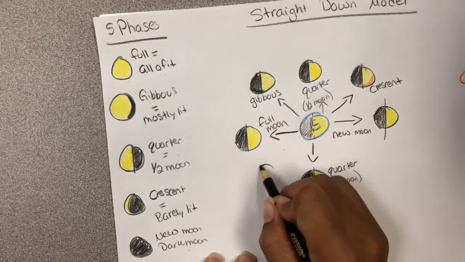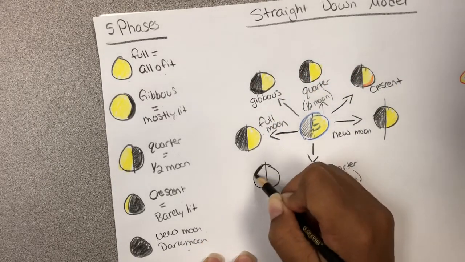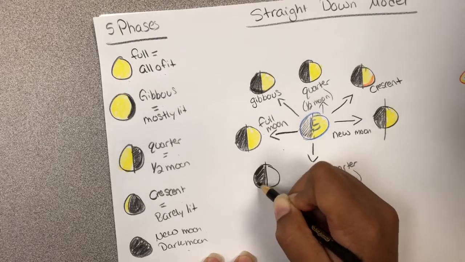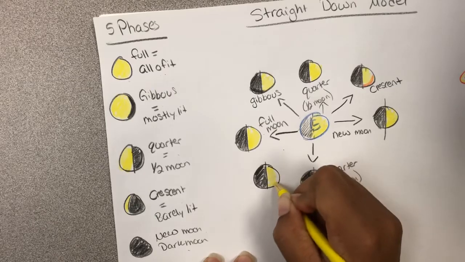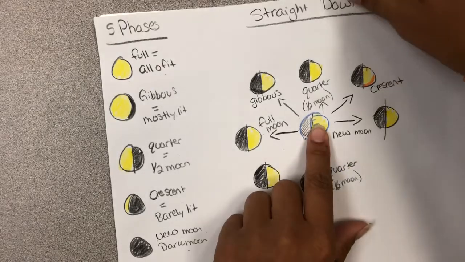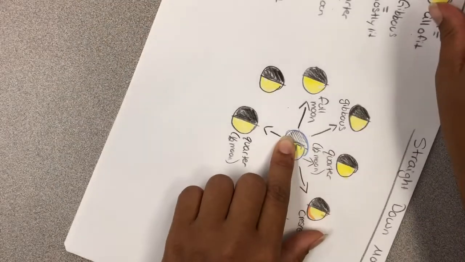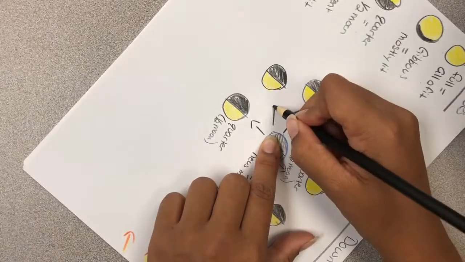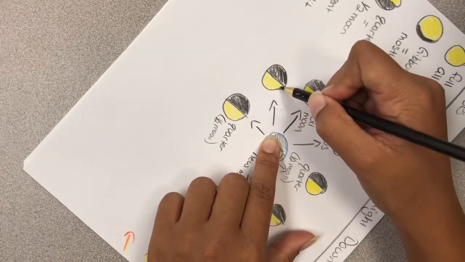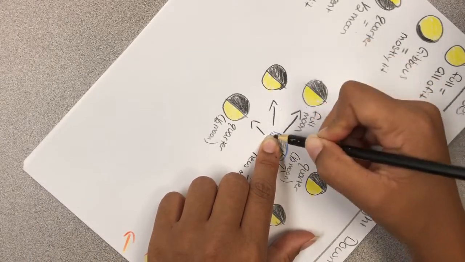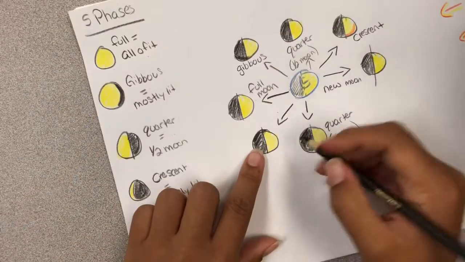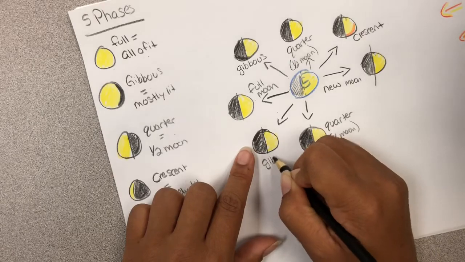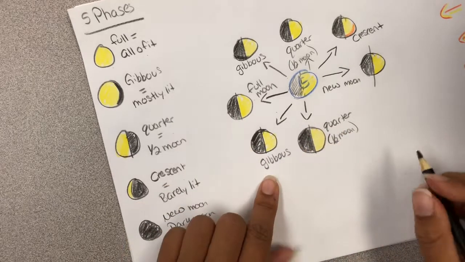Okay, then we have another moon here. If we make this dark so that we stay consistent, and this half is light, from Earth's perspective, looking out this way, we would be able to see most of it. And because we can see most of it, that is also a gibbous moon.